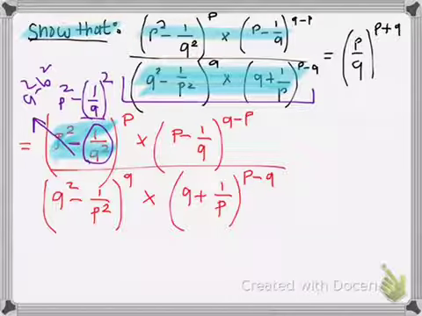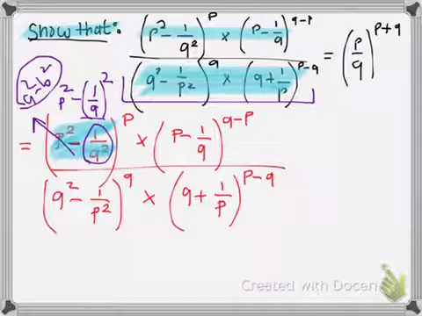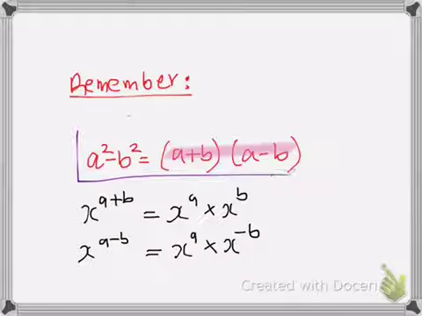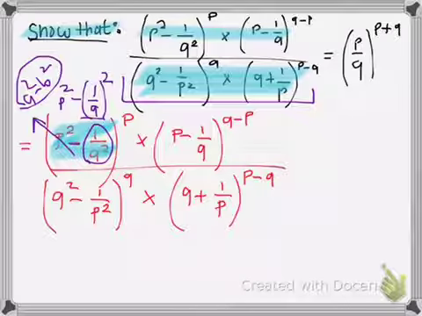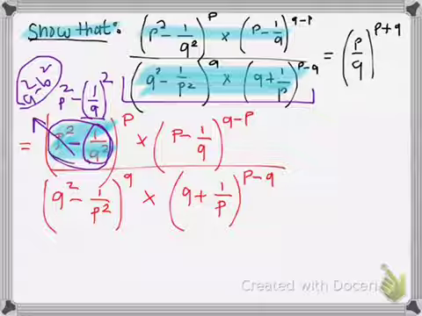And when we try to expand this formula a squared minus b squared, we know the formula for a squared minus b squared is a plus b and a minus b. So our first job here is to expand this expression right here, p squared minus 1 divided by q squared, in form of a plus b, a minus b.